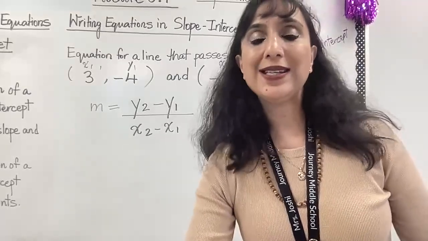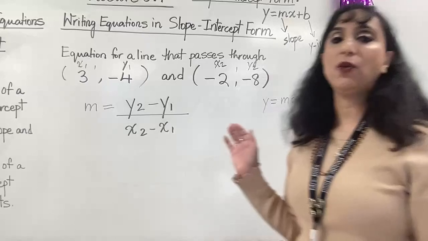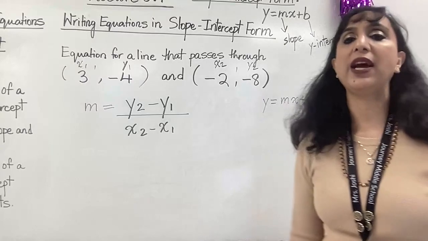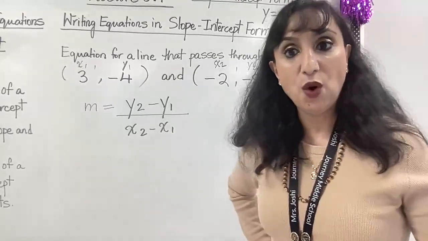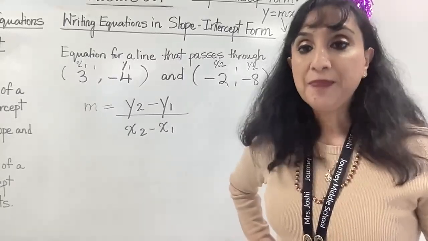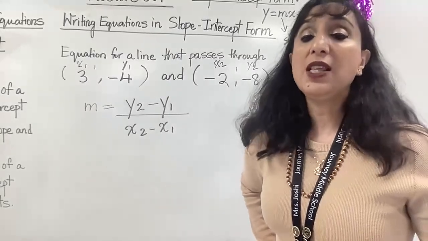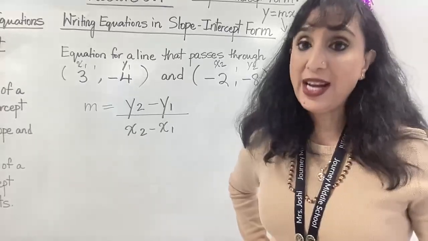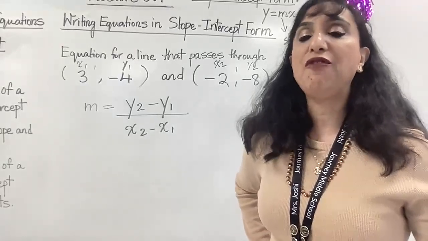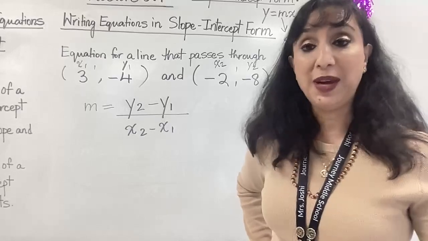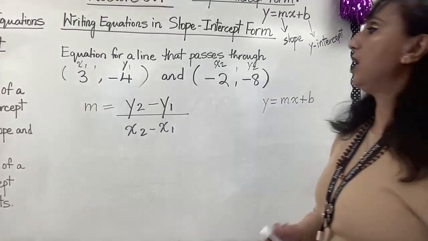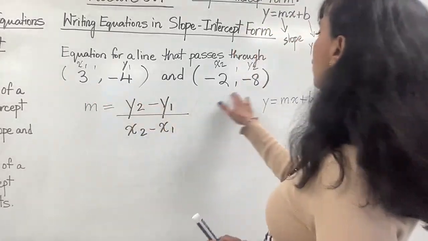So let's do one last example, and again I'm giving you a line that is passing through 3, -4 and -2, -8. So once again I've been given 2 ordered pairs, so I am going to use that first to find the slope. Then I am going to use either of the points and the slope calculated to find the y-intercept, and then I am just going to use the slope-intercept form of y is equal to mx plus b and substitute the values. Okay, so let's look at this. Here is x1, y1, this is x2, y2.